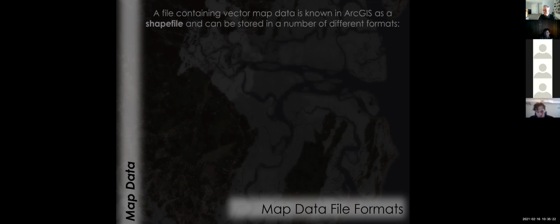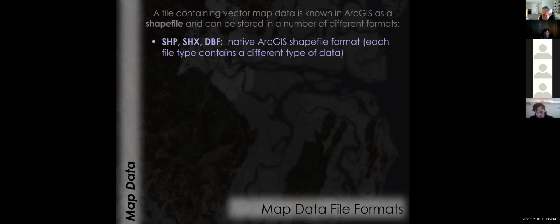So when we talk about map data in GIS, it's typically referred to as a shapefile and can be stored as a number of different formats. The first one is an SHP. I also list our SHX and DBF for reasons that will become clear a little bit later. But this is the native ArcGIS shapefile format.